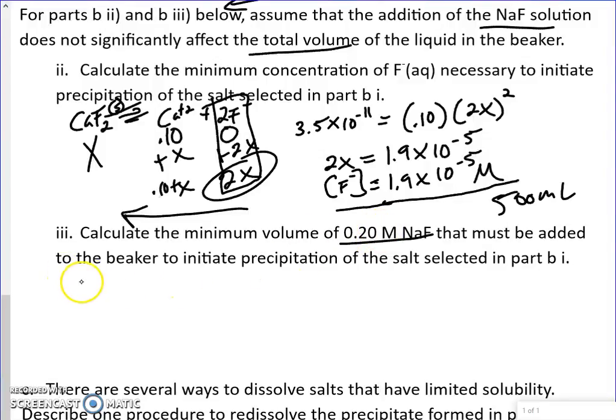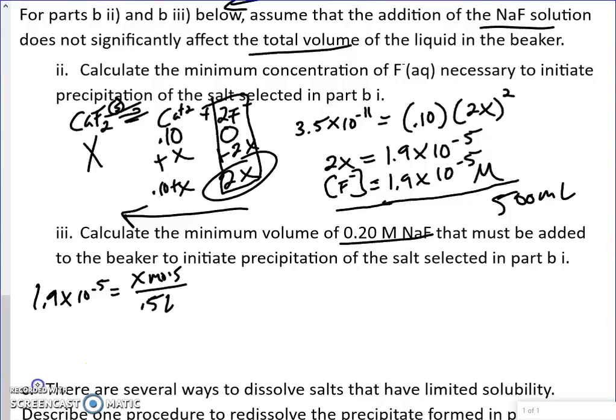So you can kind of do this one of two ways. I'm going to do it just following through the math, but you can also do it with M1 V1 equals M2 V2. Okay, because the amount of moles in both solutions are going to be the same. It's just in how much solution they're in. So let's think of it this way. If our molarity, molarity equals moles over liters, is 1.9 times 10 to the negative fifth, that's going to equal x moles over 0.5 liters.